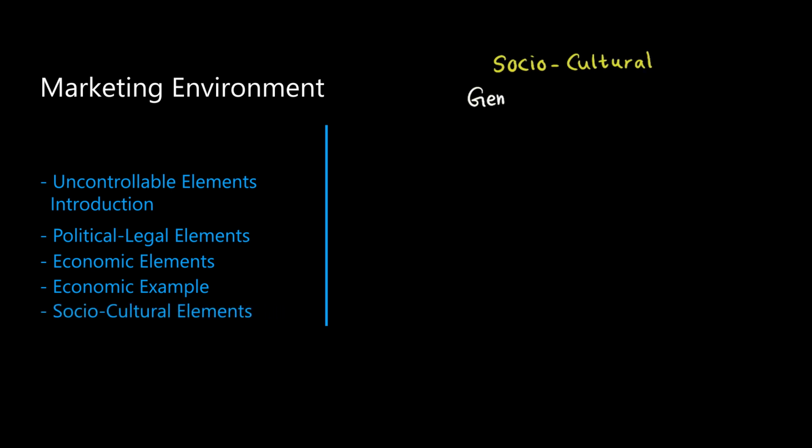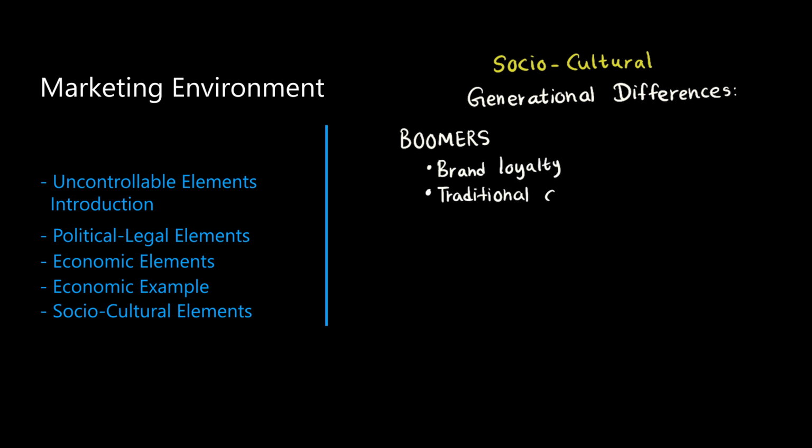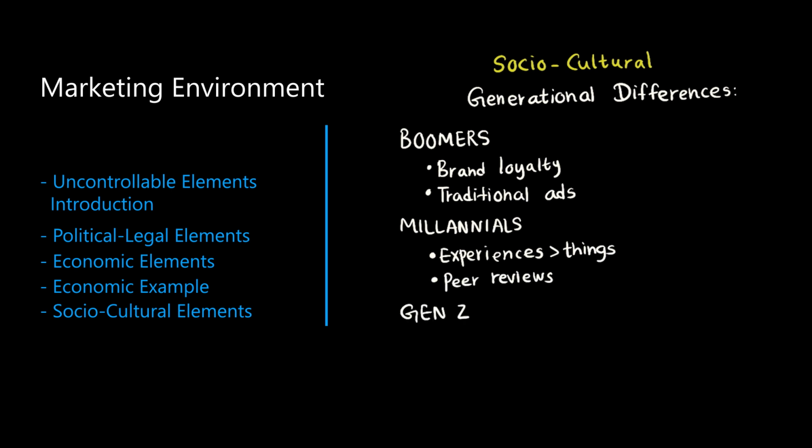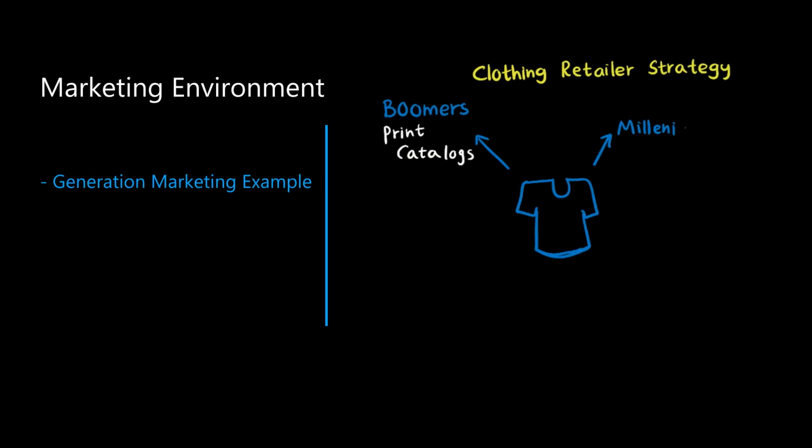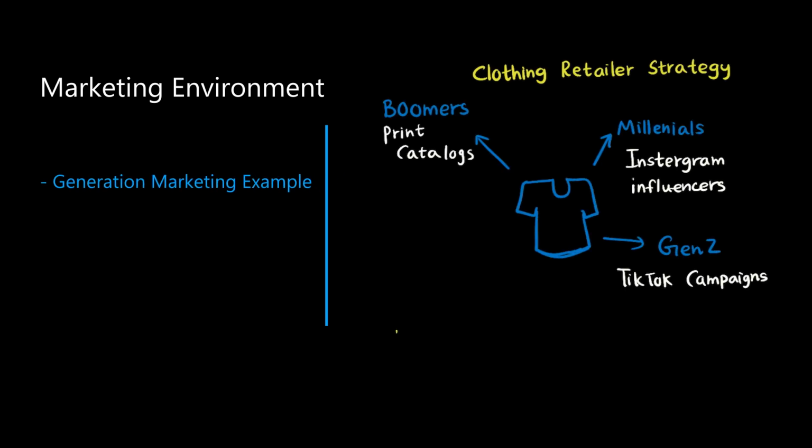Socio-cultural elements include changing values, demographics, and lifestyle trends. Marketers must understand generational differences. Baby boomers value brand loyalty and respond to traditional advertising. Millennials prioritize experiences over possessions and trust peer reviews more than ads. Gen Z lives online and expects brands to take stands on social issues. A clothing retailer might use print catalogs for boomers, Instagram influencers for millennials, and TikTok campaigns for Gen Z.